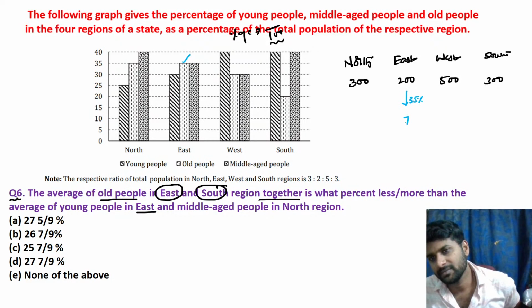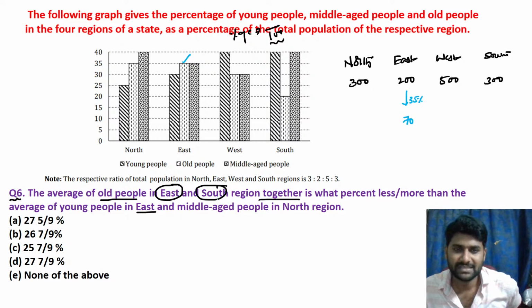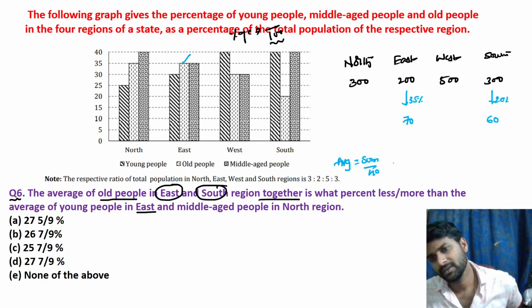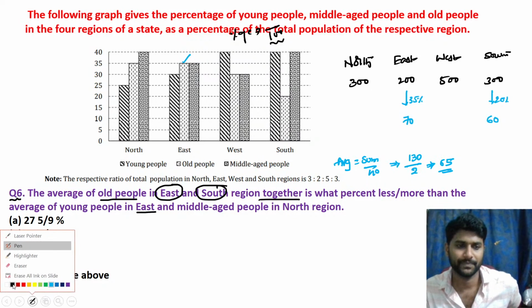35 percentage value becomes 70. And in the South region also, how many old people do we have? They have 20 percentage. 20 percentage of 300 is exactly equal to 60 members. Now here, average. You already know that average is equal to sum divided by number. So 70 plus 60 is equal to 130, divided by 2 is equal to 65. One value. Now the next one.